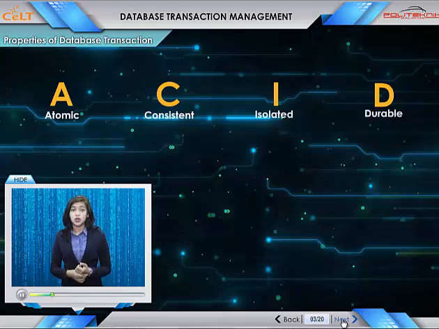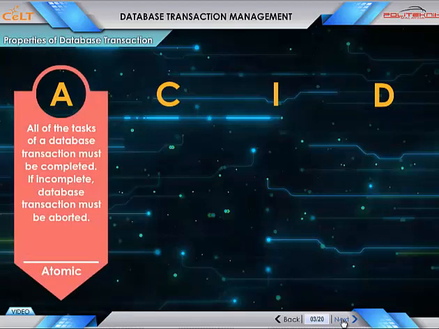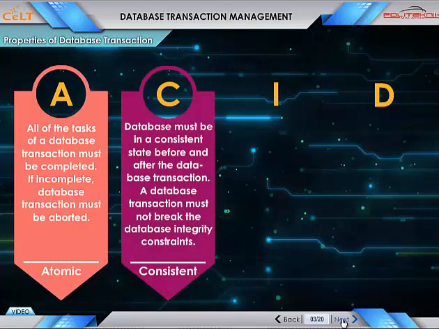Database transactions have four features known as ACID: atomic, consistent, isolated, and durable. Atomic: all or nothing. All of the tasks of a database transaction must be completed. If any are incomplete, the database transaction must be aborted. Consistent: the database must be in a consistent state before and after the database transaction. It means that a database transaction must not break the database integrity constraints.